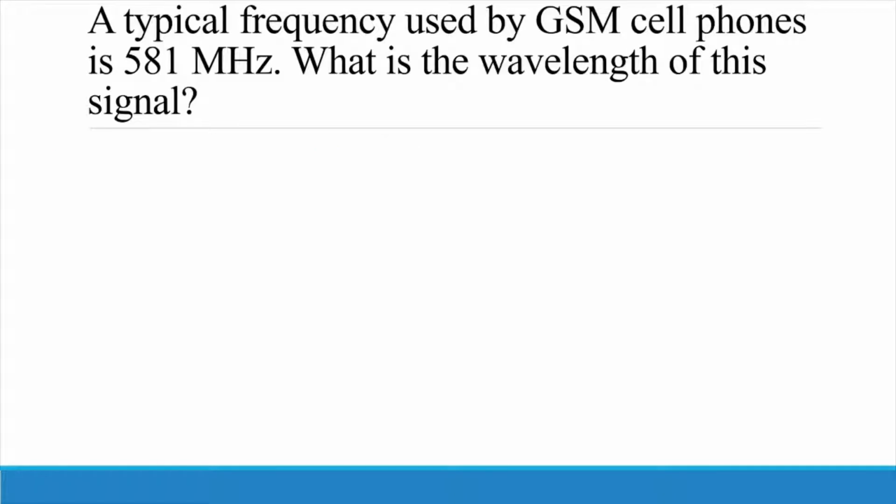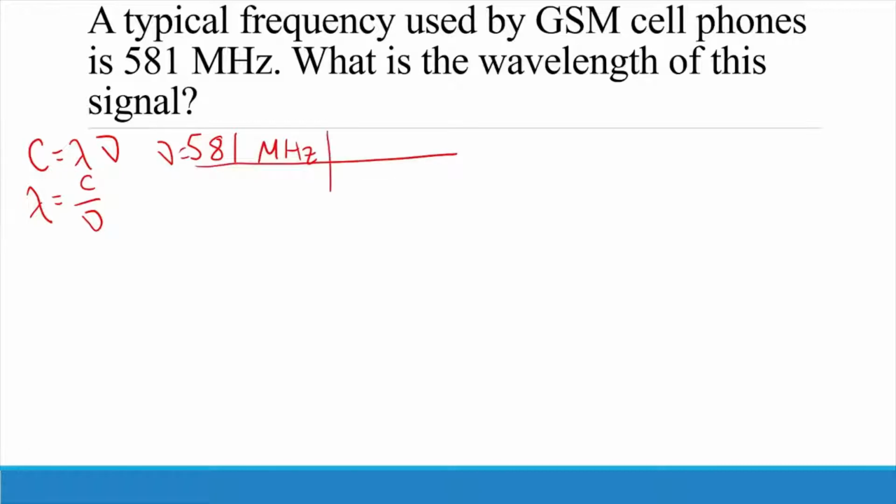We're told a typical frequency used by GSM cell phones is 581 megahertz. What is the wavelength of this signal? So just like before, c equals lambda nu. In this case, we want wavelength, so lambda equals c over nu. And we have 581 megahertz. So we need to go ahead and turn this into hertz, which is the same thing as inverse seconds.